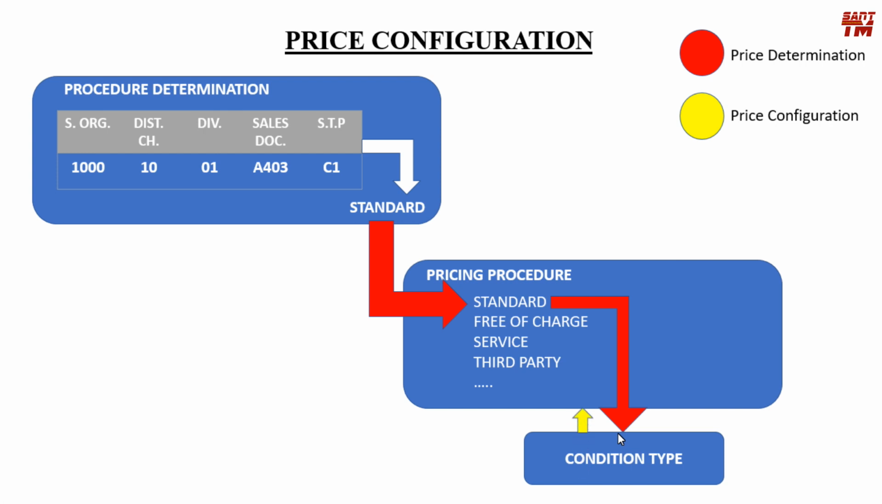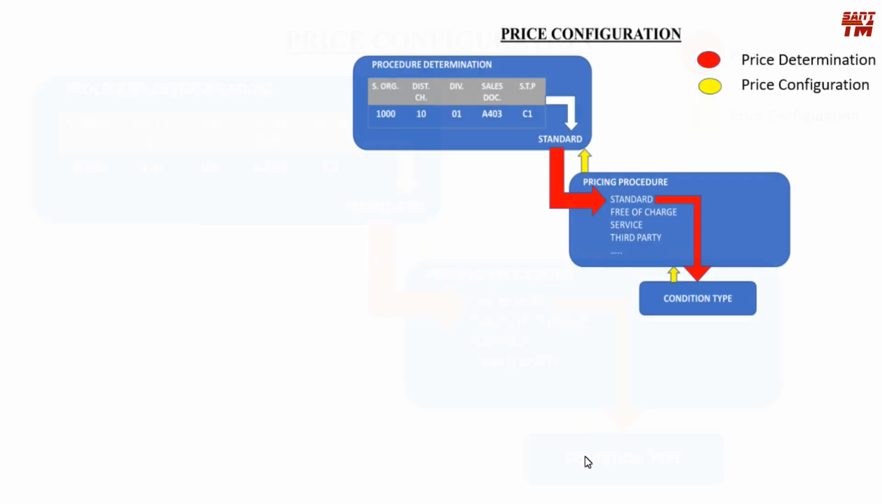Then this condition type is assigned to the pricing procedure and this pricing procedure is assigned to the procedure determination. That means the three entities, sales area, sales document and sold to party. So the pricing configuration means assigning the condition type to the pricing procedure and assigning the pricing procedure to sales area, sales document and sold to party. The pricing configuration works in almost the backward steps of the price determination. For determining the price, we move forward, and to configure the price, we move backwards. It would be more clear now.